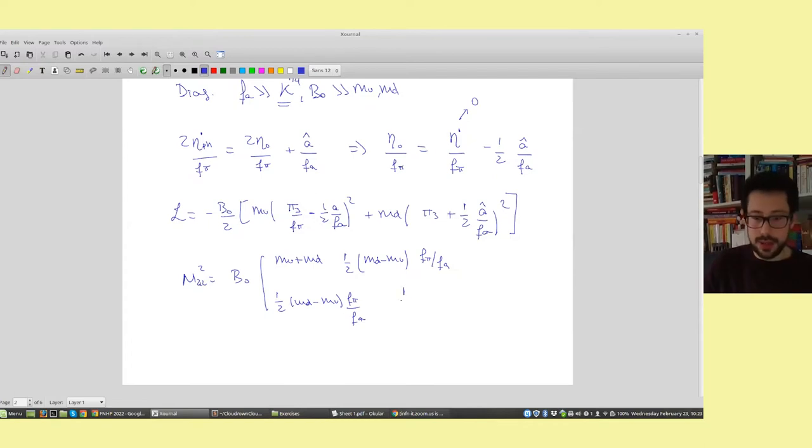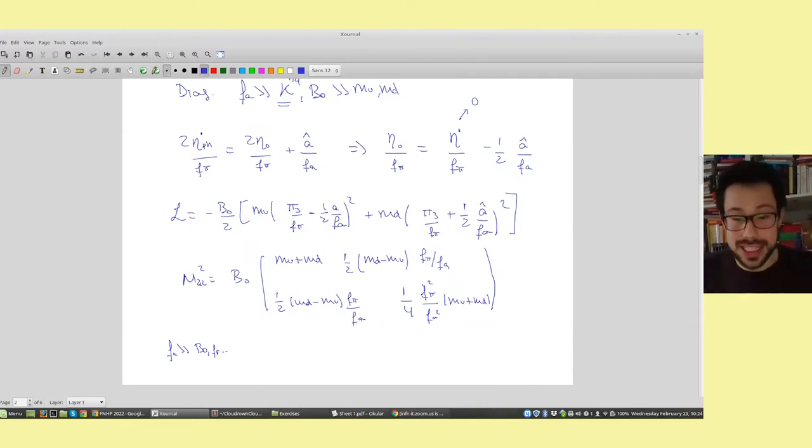And finally, here we have 1/4 of f_pi, okay, sorry, here I'm missing f_pi squared over f_a squared, and m_up plus m_down, okay? So now finally we have a 2x2 matrix that is really easy to diagonalize. Moreover, taking into account the fact that we still know that f_a is way larger than B_0 and all the other scales, B_0, f_pi, et cetera, right?